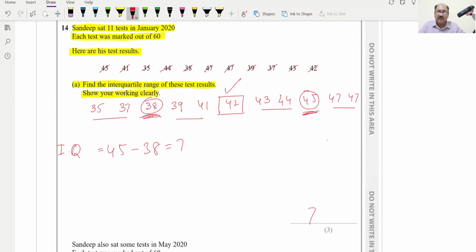So 75th percentile minus 25th percentile will be the interquartile range, which they have asked us to find, which is 7. Hopefully you understood this.